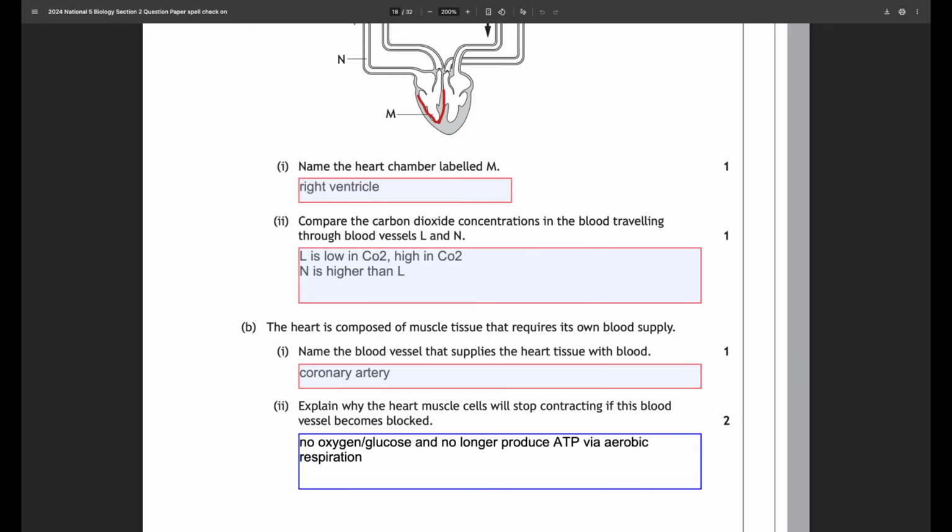We know that ATP is produced via aerobic respiration. And why is that relevant? Because they can no longer produce ATP to contract the heart muscles. So that's why they will stop contracting. They are no longer getting that ATP from aerobic respiration. And why is that? Because aerobic respiration requires both oxygen and glucose in order to produce that ATP.